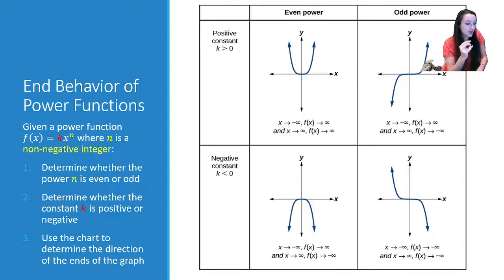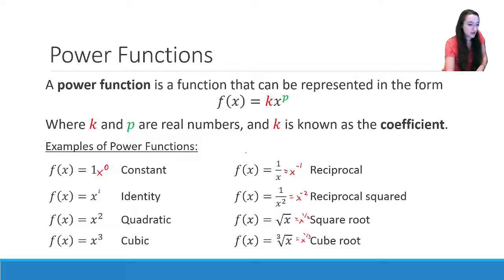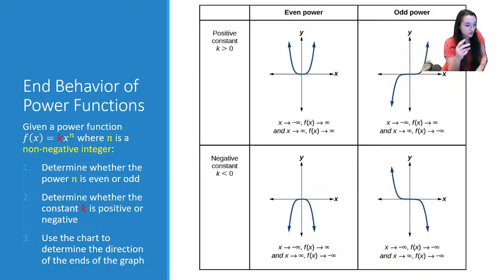So if we have a power function kx to the n, where n is a non-negative integer, that means we are now removing this side of our list. We're only looking at the left, where we have positive integer values of our exponent. To use that, we can now figure out the end behavior of our power functions.